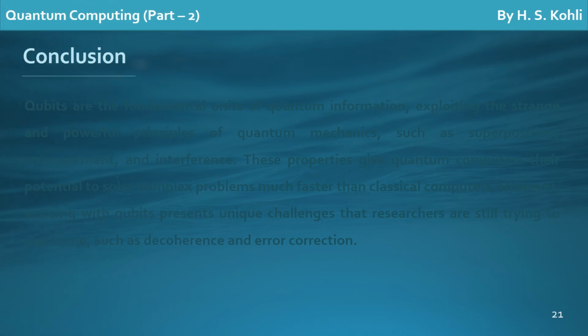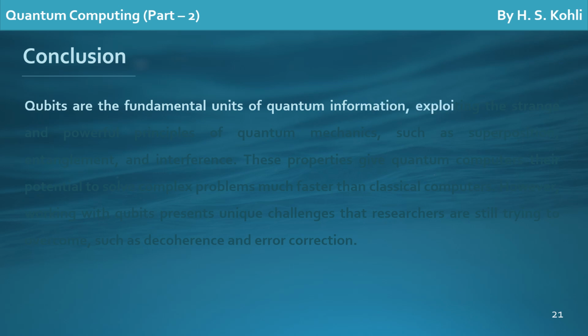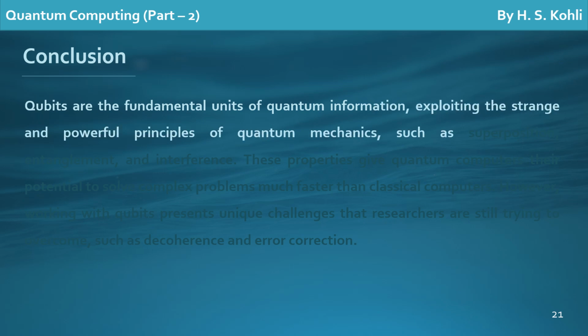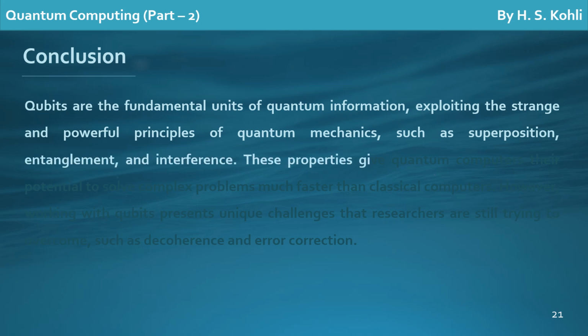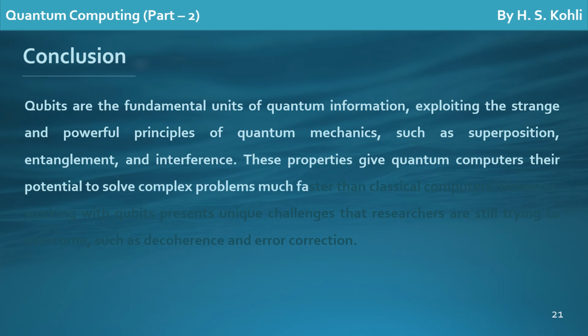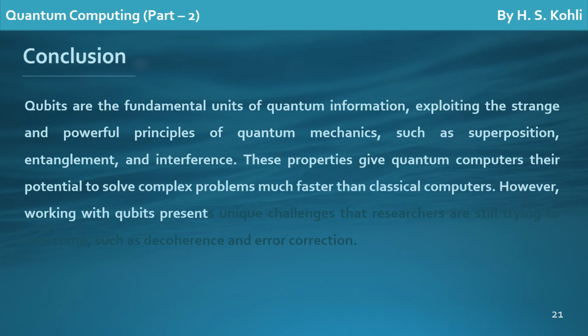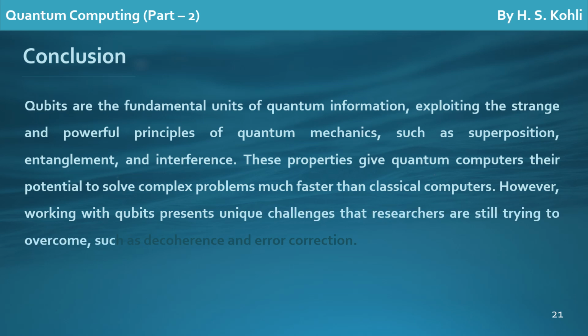Conclusion. Qubits are the fundamental units of quantum information, exploiting the strange and powerful principles of quantum mechanics, such as superposition, entanglement, and interference. These properties give quantum computers their potential to solve complex problems much faster than classical computers. However, working with qubits presents unique challenges that researchers are still trying to overcome, such as decoherence and error correction.